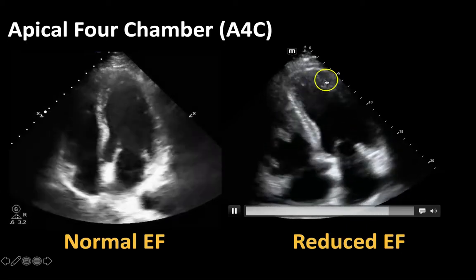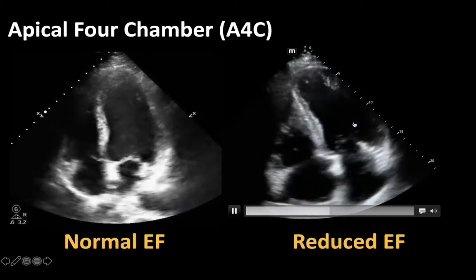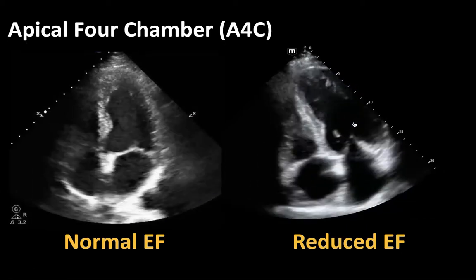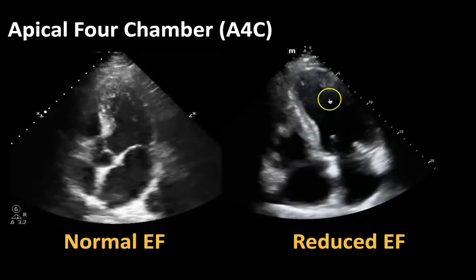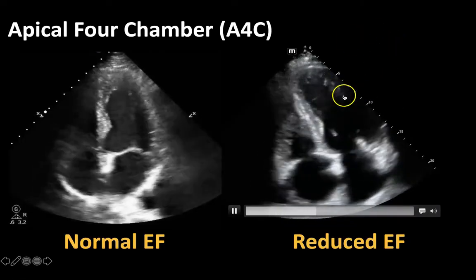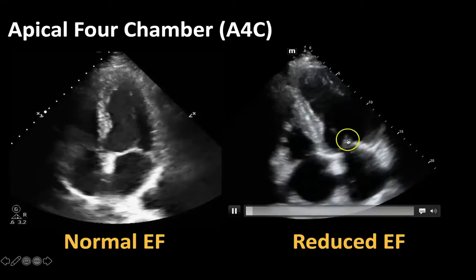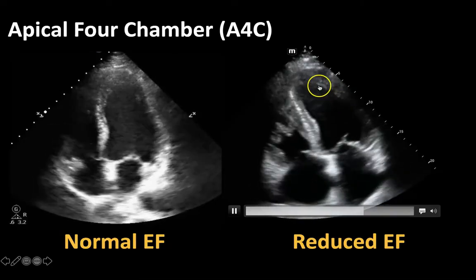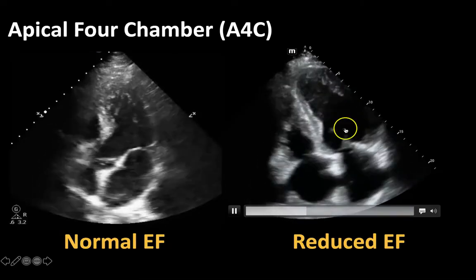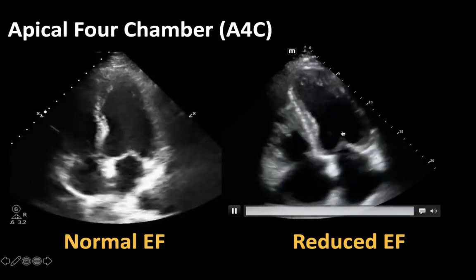As opposed to this heart now on the right side of the screen, it's the same apical 4-chamber view, and this is your left ventricle right here. And then you're going to imagine that line right in the middle, and you can see that the walls really are not coming close to the center of the ventricle, and that this is a heart with a reduced ejection fraction.